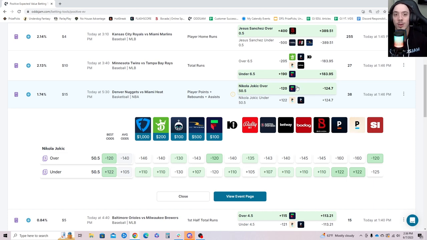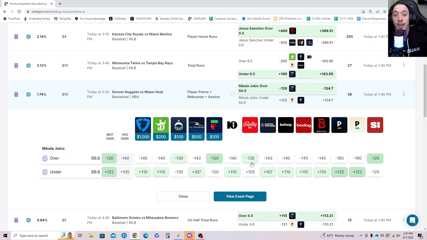But what do you know? Fliff is at -120, making this a profitable play. But if you look across the board on this over, name me a play that is around Fliff, around -120, -125. Not a single one. The closest we have is Ballybet at -135.